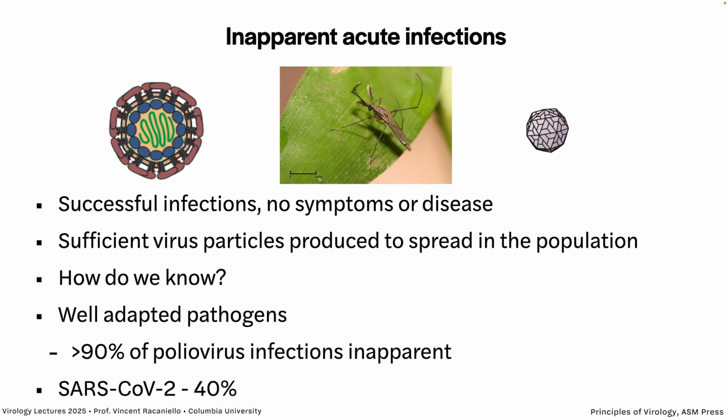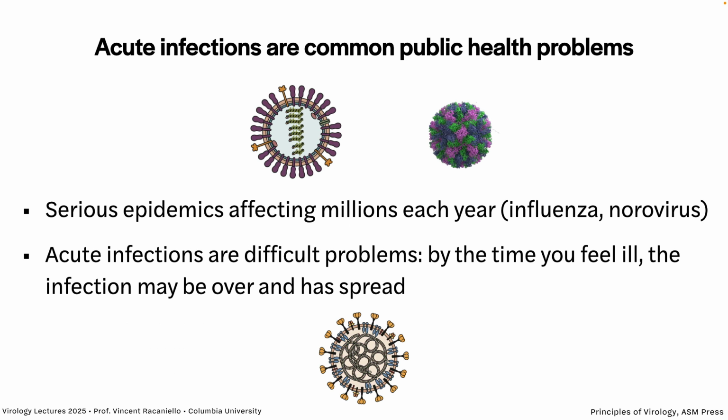And viruses with high asymptomatic rates are generally what we consider well-adapted pathogens. They've been with their host for many years, but another example is poliovirus. Over 90% of poliovirus infections are inapparent. So the inapparent infection is a really key aspect of an acute virus infection.